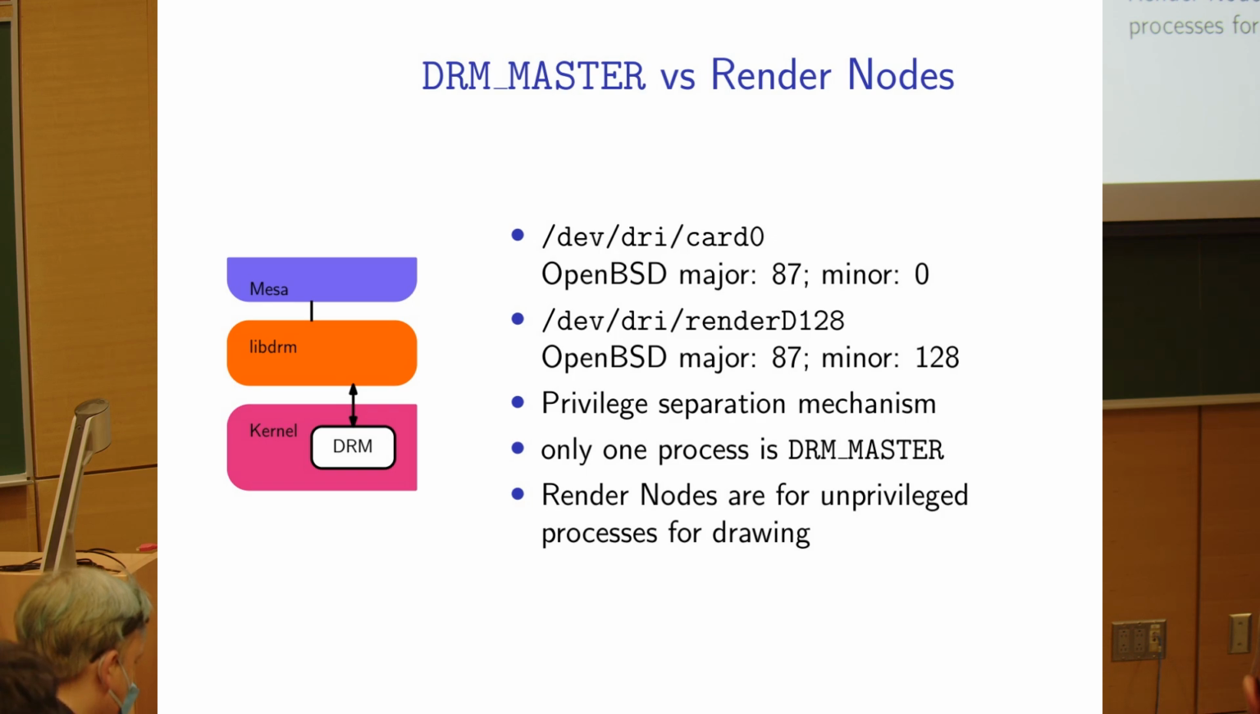It's a privilege separation mechanism where anybody should be able to open the render node if they've got access to the graphics. And that's the one that just allows drawing commands and setting up buffers. And then the card0 device is for the DRM master, which is just one process on the machine. That's going to be the compositor in Wayland. It'll be the X server if you've got an accelerated X setup.